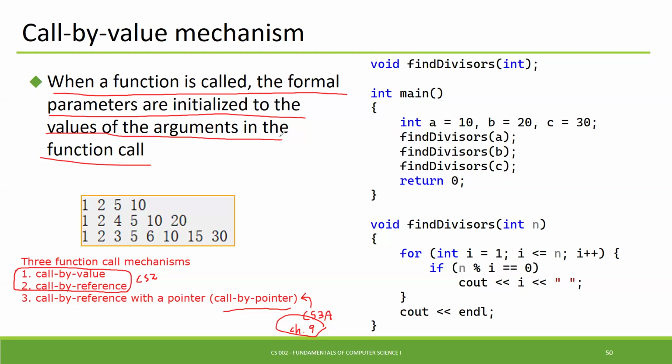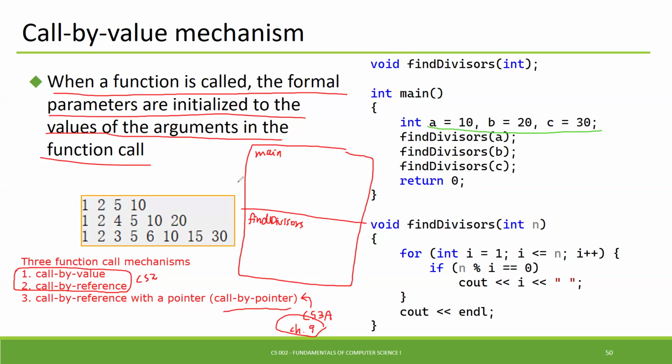So look at this example. Here, let me draw memory. It is very important. This is the main function area, and this is the find the divisors function area. So I have two areas. Then I create three variables, A, B, C. Main has A 10, B 20, C 30. So we have three variables like this.